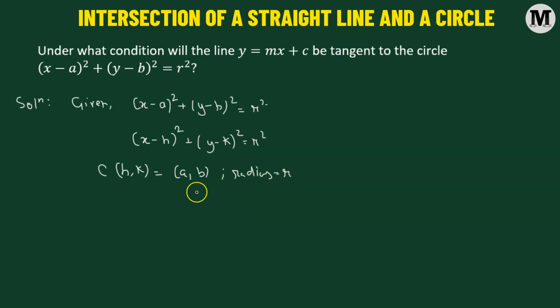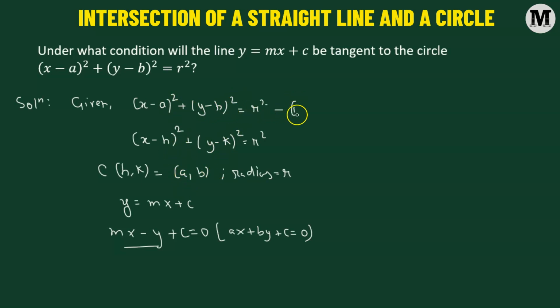Fine. This is the circle that's given to us, and here we also have the equation of the line y equals mx plus c, and we're going to express it in the standard form mx minus y plus c, where the standard form is given by ax plus by plus c equals 0. The goal is to find the condition under which this line mx minus y plus c equals 0 is tangent to the circle (x minus a) whole squared plus (y minus b) whole squared equals r squared.